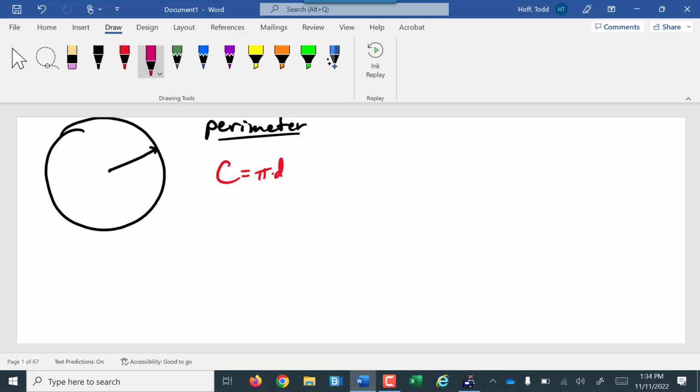And if we're given that this is 5 inches, what's the diameter? 10 inches. So that would be pi times 10. Of course, I changed the number. Your number would be a little bit different there.